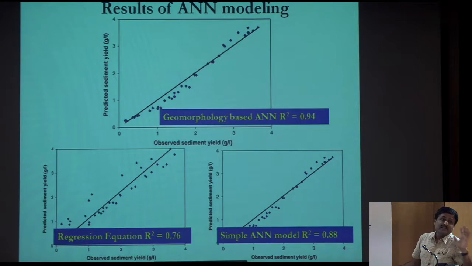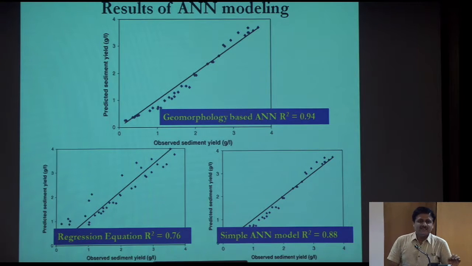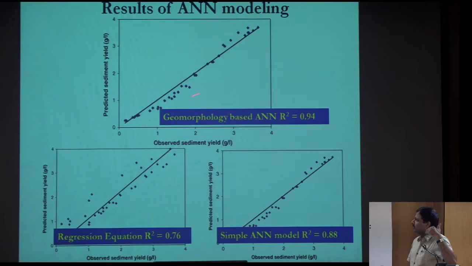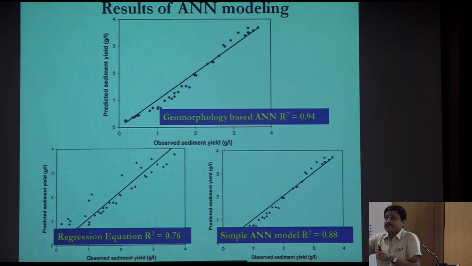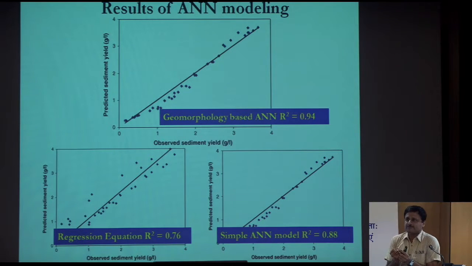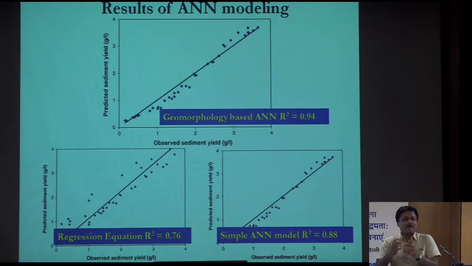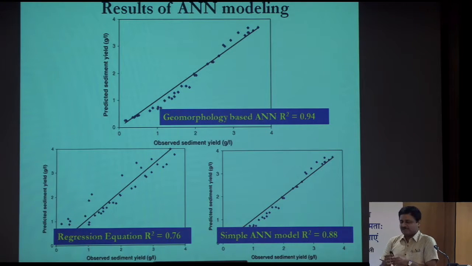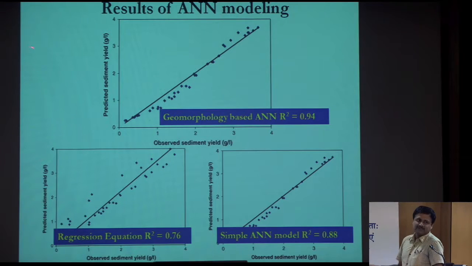Then we tried simple ANN, that is the radial basis functions, GRNN, and a feed forward back propagation learning mechanism using a sigmoid transfer function. Then we used a geomorphology based model. That means we used some system parameters. We migrated from a black box concept to a gray box concept by including some of the system parameters, and there we got the highest R square.